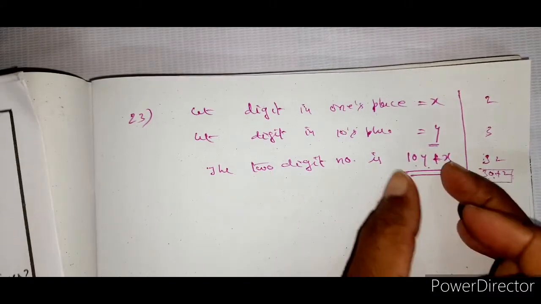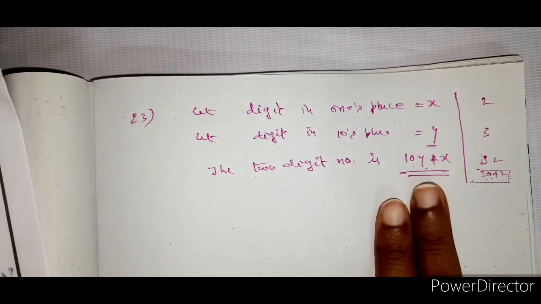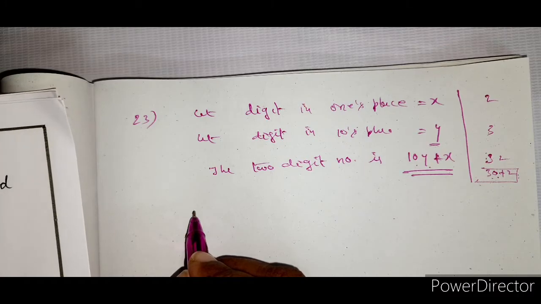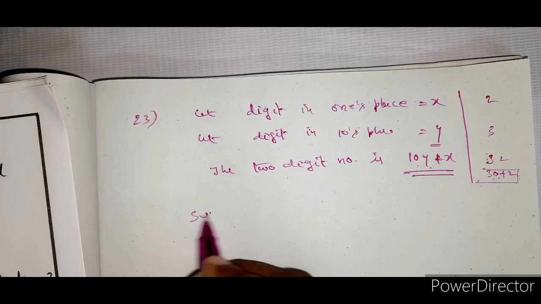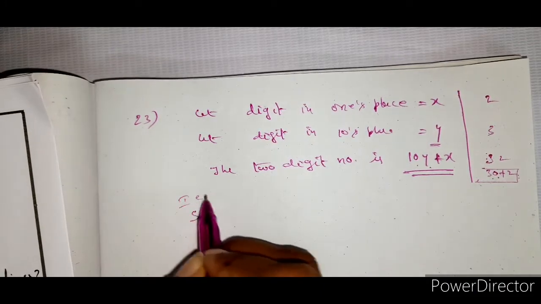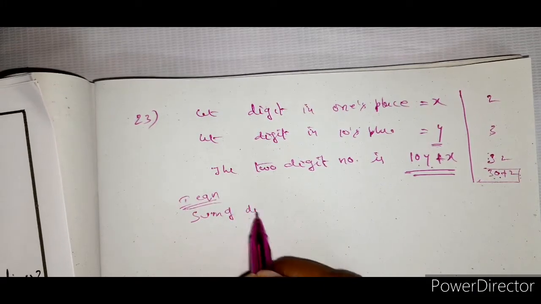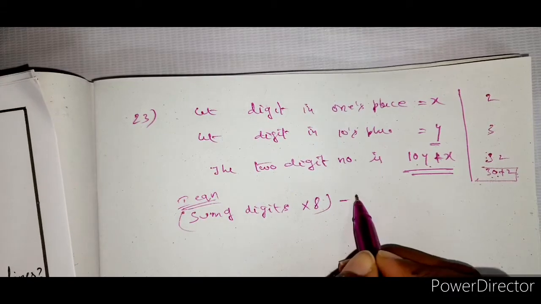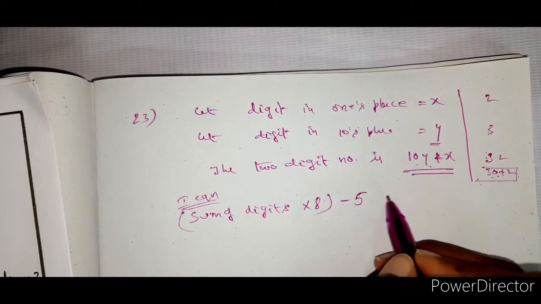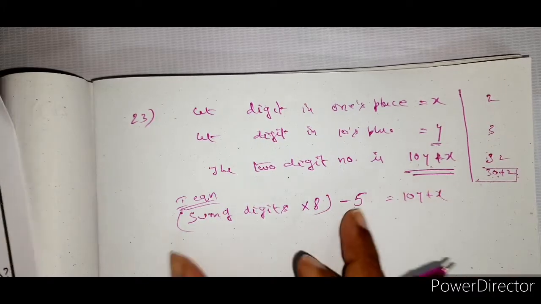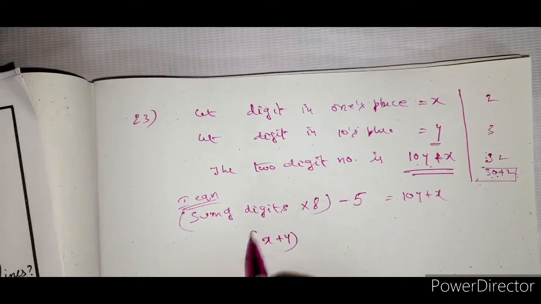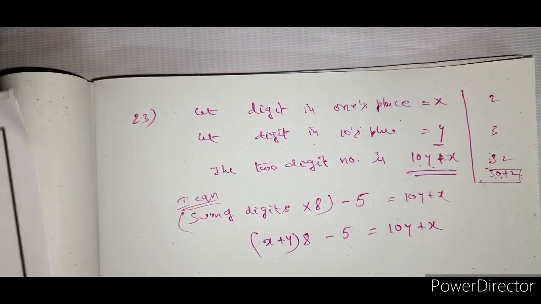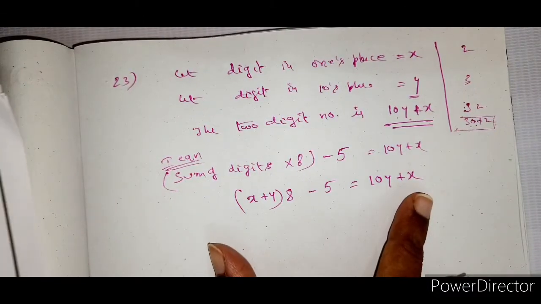So now, we will obtain this by two methods. One method is: the 2-digit number is obtained by multiplying the sum of the digits, like the first equation, sum of digits multiplied by 8 and then subtracting 5, we will get this one, 10y plus x. So now let me write this in equation form. (x plus y), the sum of digits, into 8 minus 5 is equal to 10y plus x. This is equation 1.